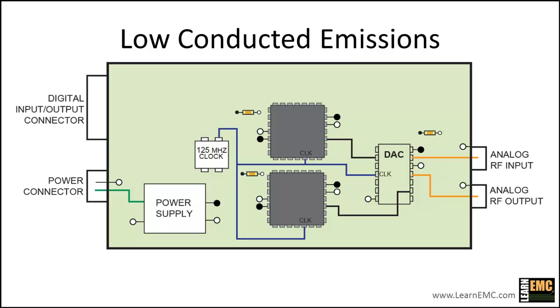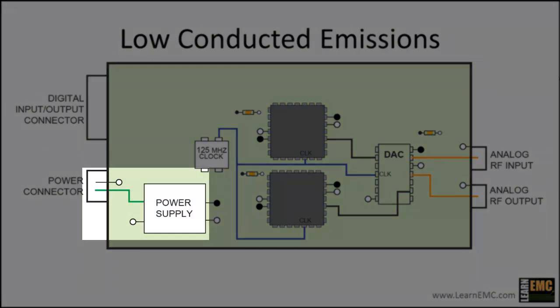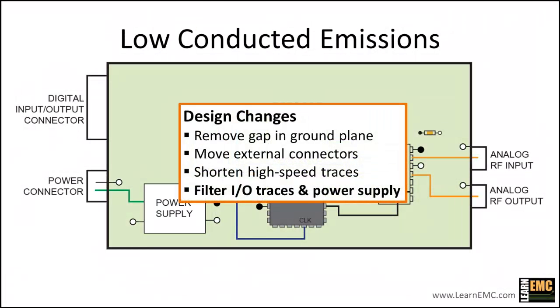Concerning filtering the I/O traces, we should generally provide filtering on every trace that carries a signal onto or off the board unless we can demonstrate that it's not required. We also want to filter the power input, which may be connected to an unshielded cable. So let's add filter I/O traces to our list of design changes. In this example, we'll implement these filters by connecting a capacitor from the I/O trace to the ground plane with a low inductance connection. The next issue we want to address is immunity, beginning with radiated immunity.